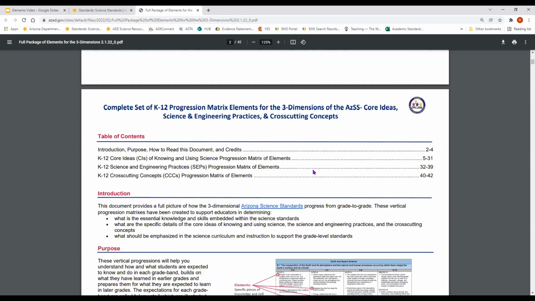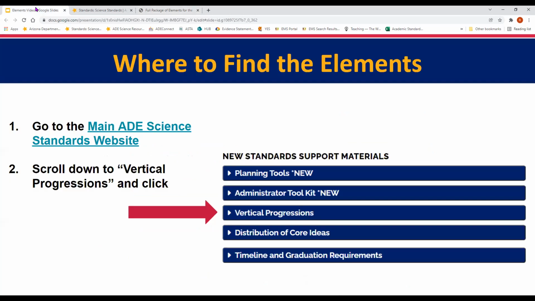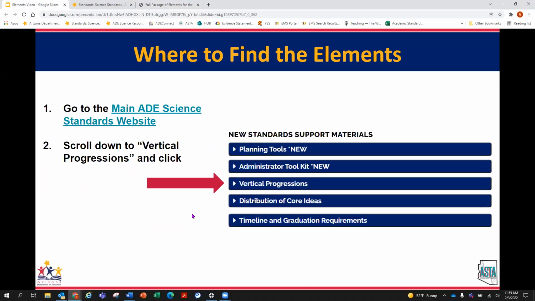Oh, one more important thing to note is that all 3 dimensions are actually in here now. We do have the cross-cutting concepts matrix of elements at the end, the science and engineering matrix of elements, and now we have the core ideas of knowing and using science, all in this one document. That's why we call it the complete set. So let's return to the presentation.